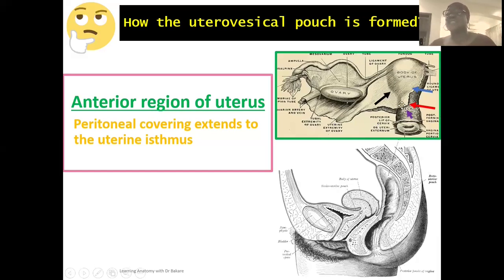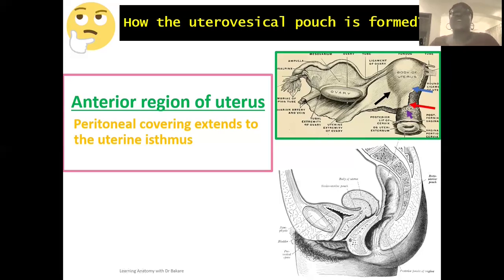Because we said that this peritoneal covering is limited to the isthmus region, the cervix of the uterus is not seen to be covered with peritoneum, because of the deficit of the peritoneal covering in the anterior region of the cervix. And because this limit is seen at the isthmus, it is then seen to extend over the structure that is located anterior to it.